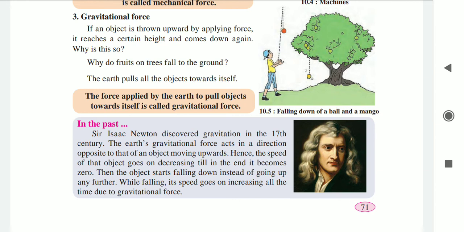Why do fruits on trees fall to the ground? Have you ever seen a fruit going high in the air and staying there? No. It comes down. What is the reason? The earth pulls all the objects towards itself. So, what is the reason for all the objects coming down to the earth? It is the gravitational force which is already there in the earth, which tries to pull all the objects towards itself.